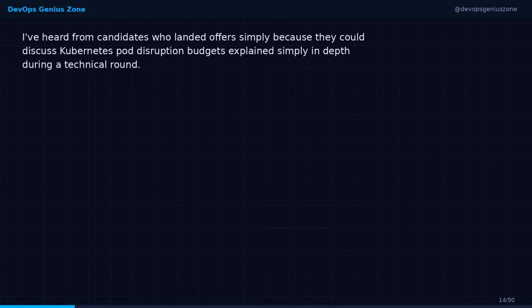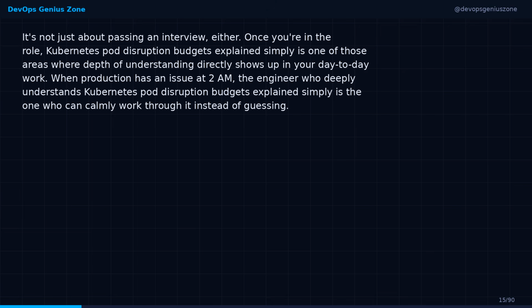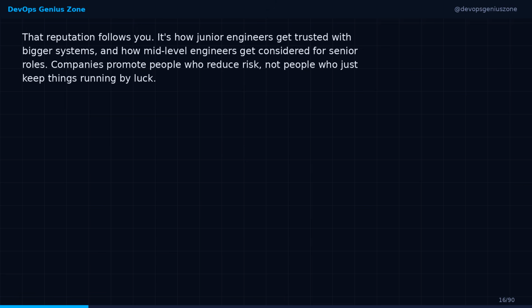When production has an issue at 2 a.m., the engineer who deeply understands Kubernetes Pod Disruption Budgets explained simply is the one who can calmly work through it instead of guessing. That reputation follows you. It's how junior engineers get trusted with bigger systems, and how mid-level engineers get considered for senior roles. Companies promote people who reduce risk, not people who just keep things running by luck.